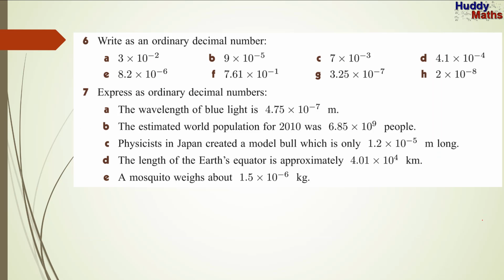Okay, last two questions. Right is an ordinary decimal number, more of those, and here we are. Here's some practical ones. Wavelength of blue light, or the world population for 2010 was that. How many people is that really, with all the zeros included? So have a go. We're trying to be able to work both ways, to make numbers with lots of zeros in them neater, but also to be able to come back and realise how big or small they really are.